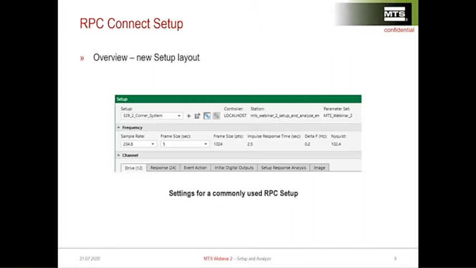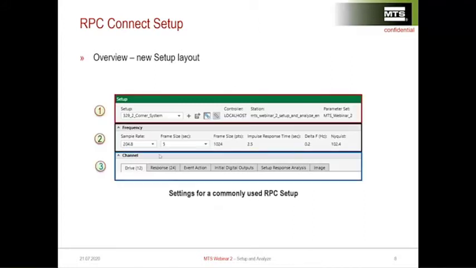This is the basic layout structure of the RPC Connect setup. It can be divided into three parts. The first part gives you information about the connection status. As you can see here, the controller, in this case, the setup is connected, the 329 two-corner system. With that little button, you can create a new setup.